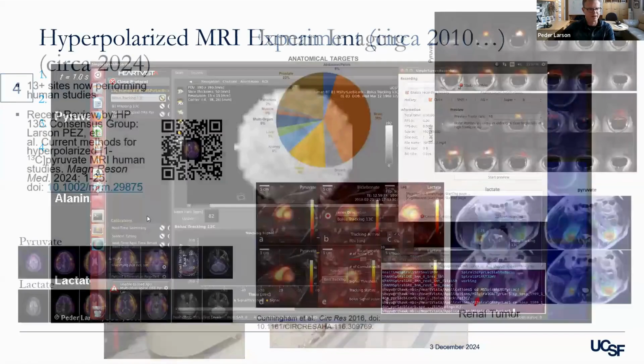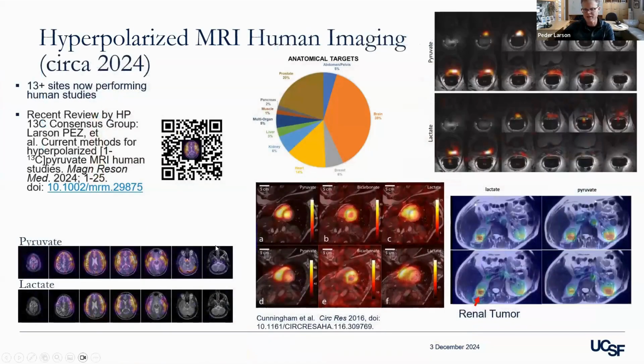Come back to that. And then 2014, okay, images look a little better. I think 13, 14 sites are now doing human studies. So it's grown a bit. It's still a relatively small community, but it's grown a decent amount.